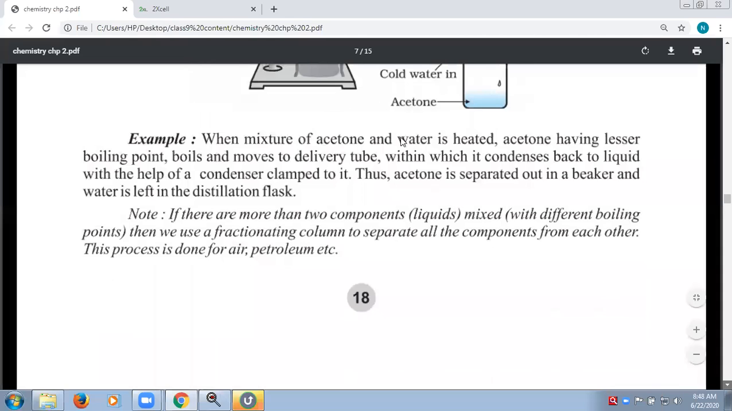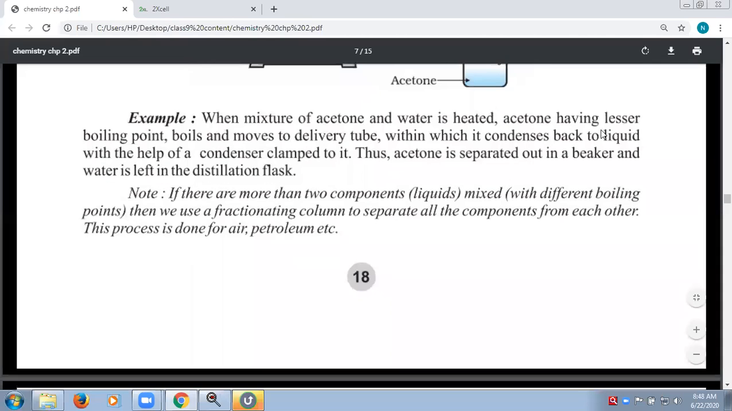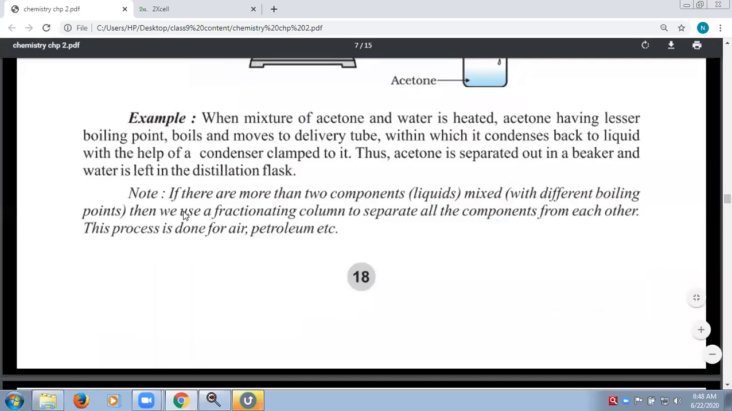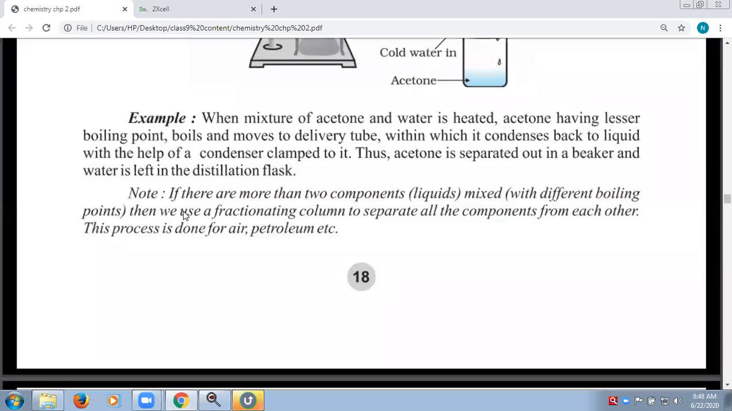Examples are written over here. When a mixture of acetone and water is heated, acetone, having the lesser boiling point, boils and moves to the delivery tube, within which it condenses back to liquid with the help of the condenser. Thus, acetone is separated out in a beaker, and water is left behind in the distillation flask. And note, if there are more than two components having different boiling points, then we'll go for another method.